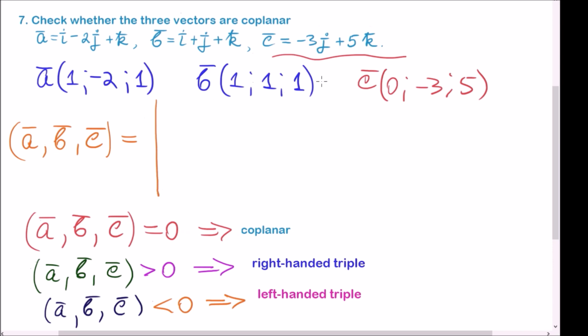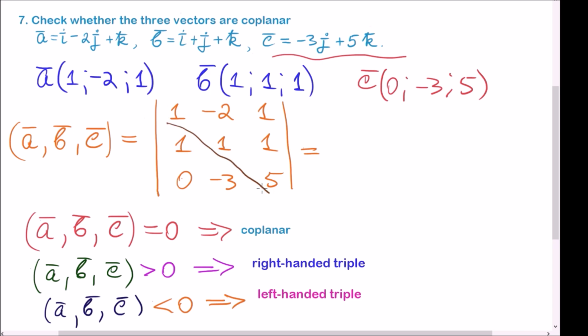We know the coordinates of those vectors, so it will be the determinant of the third order: in the first row, the coordinates of the first vector, in the second row, the coordinates of the second vector, and in the third row, 0, minus 3, 5, the coordinates of the third vector. Let's make zeros under the main diagonal, and we'll have the triangular form of that determinant. The elements of the first row we rewrite, and let's transform the elements of the second row. From the elements of the second row, we subtract the elements of the first row, and we'll have the first element 0. Then 1 minus minus 2, so plus 2, it will be 3, and 1 minus 1 is 0.